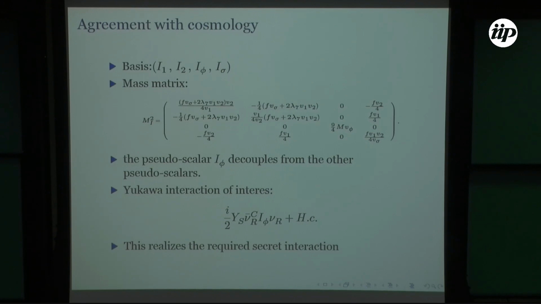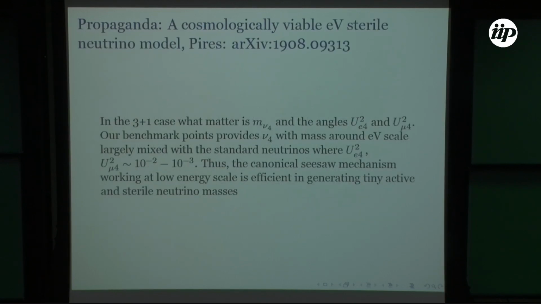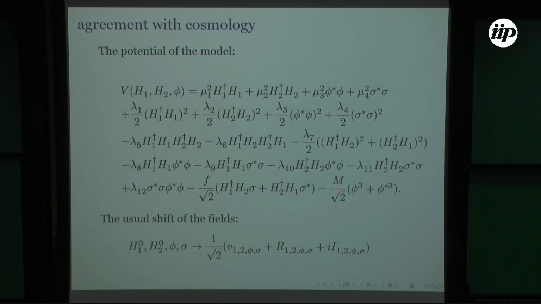Okay? But the point is, this scalar should be very, very light. So that's the mass expression for that scalar. And the condition to evade the cosmological constraint is that this scalar be at the sub-eV scale. As a result, you have a constraint on this parameter here. But what is that parameter? That parameter, if you return to the potential, is here. This term here violates lepton number explicitly.